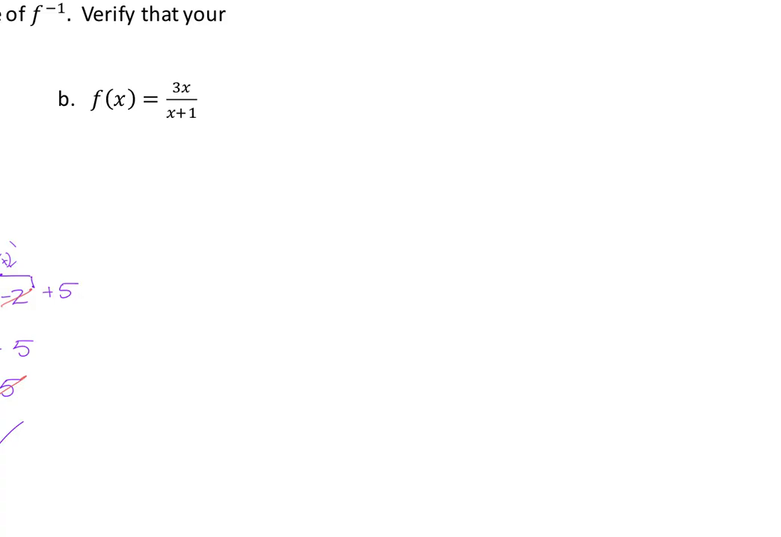All right, for example B, the first thing we want to know is: is our function one-to-one? This one is a basic rational function. It has one vertical asymptote, it has one horizontal asymptote, and so we're okay there. The only time that we would get in trouble is if we start having x squareds running around. All right, so let's go ahead and find our inverse function.